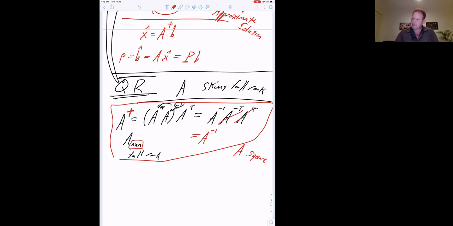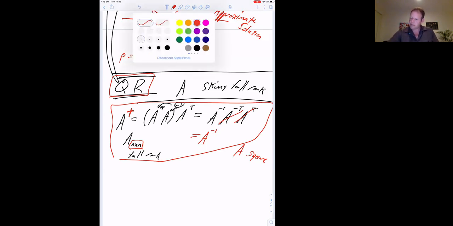Okay, but now let's look at this formula with QR decomposition. So we have the matrix A, it's skinny full rank. That means its columns are linearly independent. That means it has a QR decomposition where R is upper triangular and Q is a matrix with orthonormal columns.